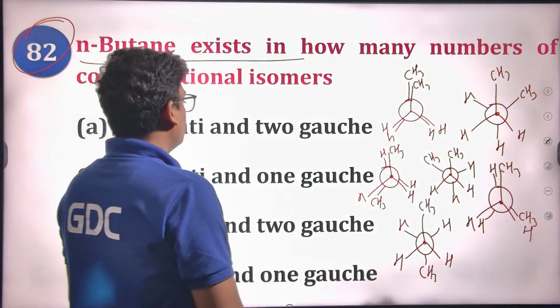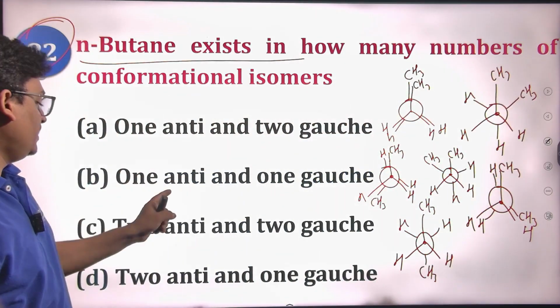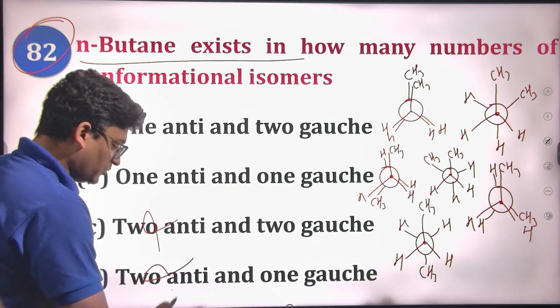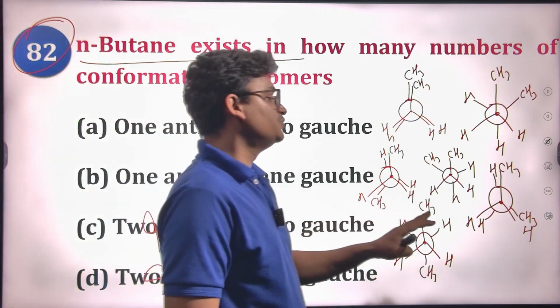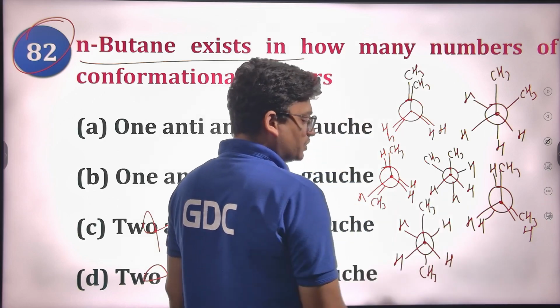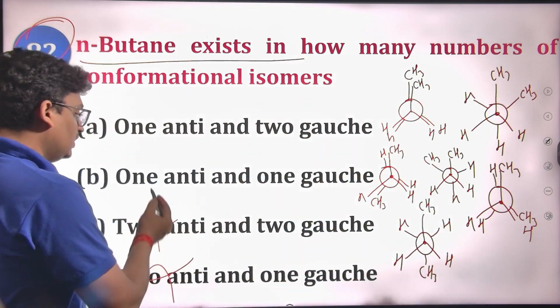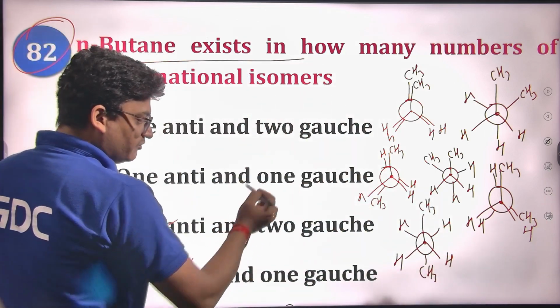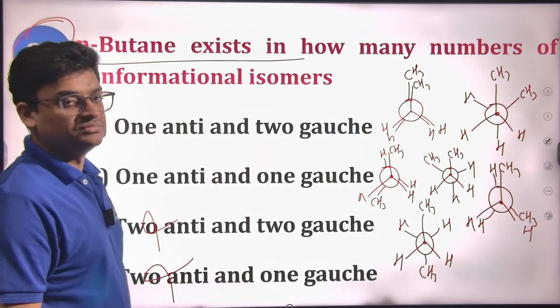Okay, so one anti, two anti is not at all possible. Only one of the anti form is possible when both the methyls are at 180 degrees opposite to each other. Only one anti is possible. One anti here, one anti here. Only one Gauss or two Gauss system we are getting.